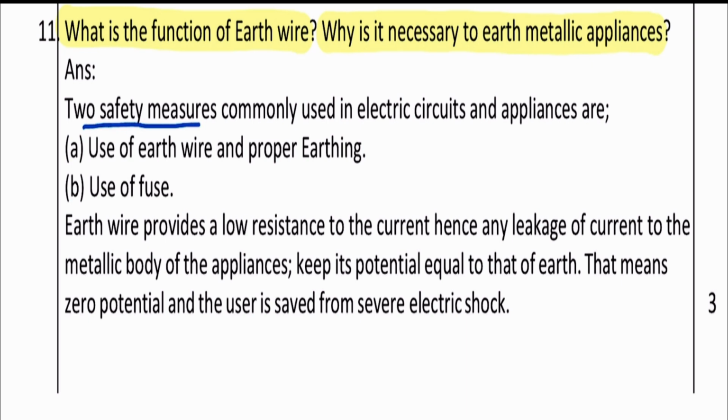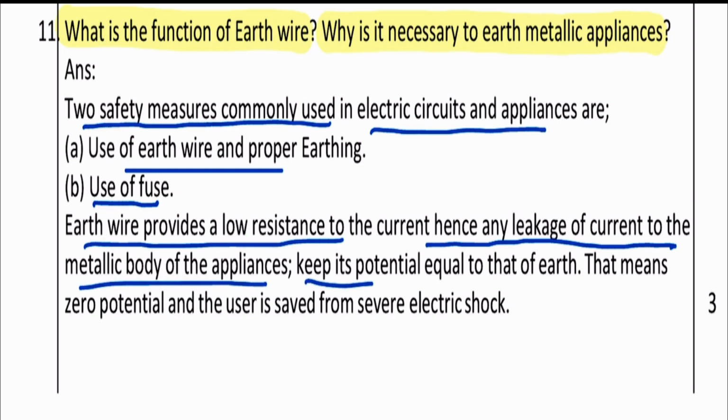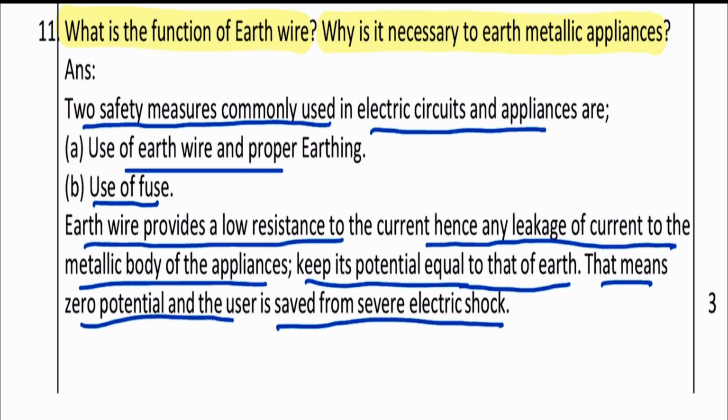Answer. Two safety measures commonly used in electric circuits and appliances are the use of earth wire for proper earthing, and the use of fuse. Earth wire provides a low resistance to the current, hence any leakage of current to the metallic body of the appliances keeps its potential equal to the earth. That means zero potential, and the user is saved from severe electric shock. As you can see, whenever we touch refrigerator corners or computer CPU corners, we get a mild electric shock, and to prevent that from happening, earth wire provides the lower resistance.